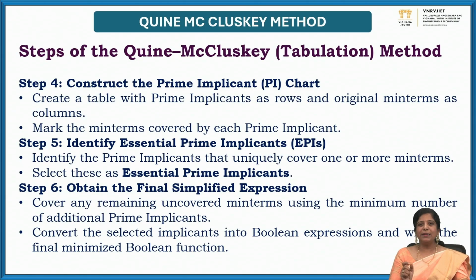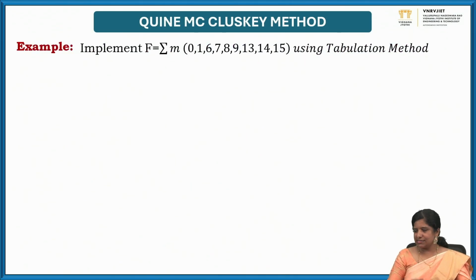Then you go for the prime implicant chart. For that, you create a table where the prime implicants are represented in the rows, and the original minterms are represented in the columns. You check for the corresponding prime implicants which minterms are covered. If any of the minterms are not covered, then you must include the prime implicant which covers that minterm. Finally, you write the simplified expression. I will explain that clearly by taking an example.